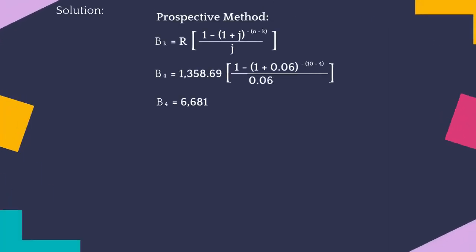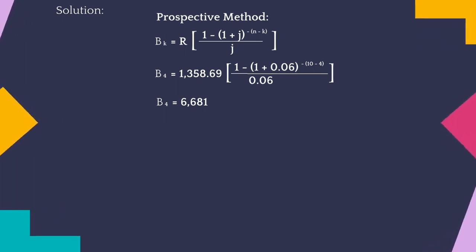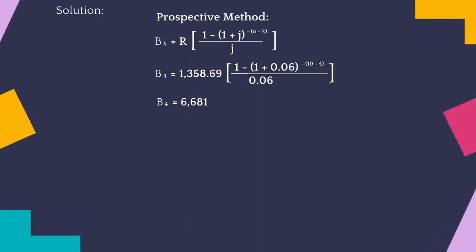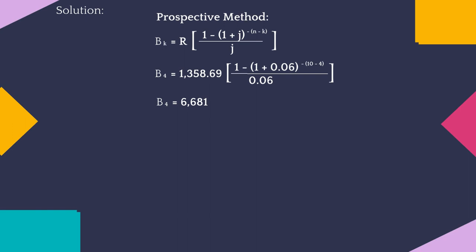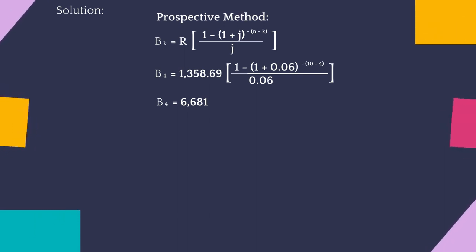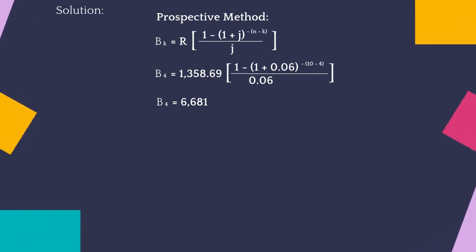And now let us solve the problem using the prospective method. Here is the formula. Bk equals R times 1 minus 1 plus J to the power of negative N minus K, all over J. Next, let us substitute all the values.